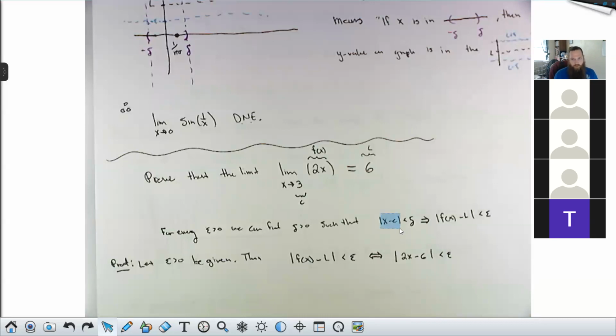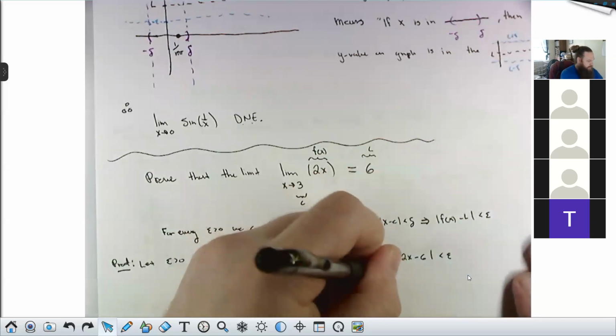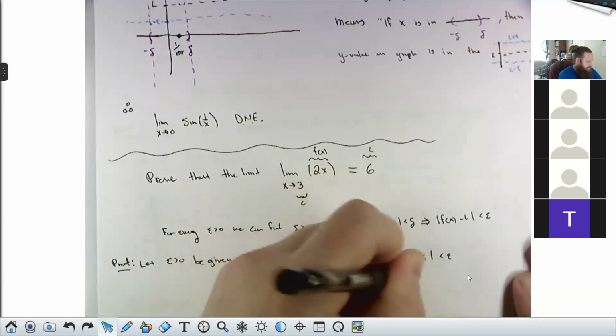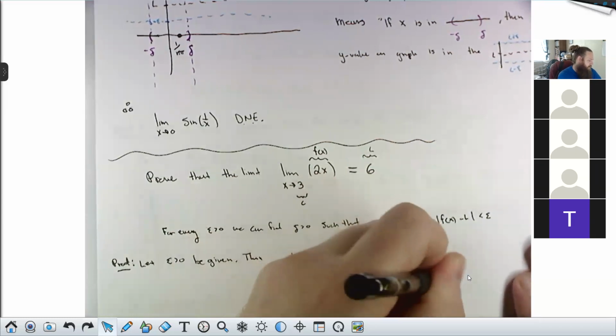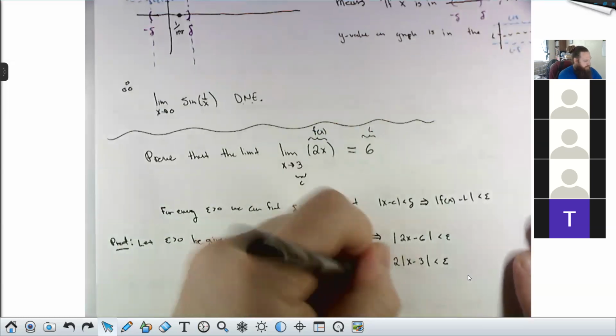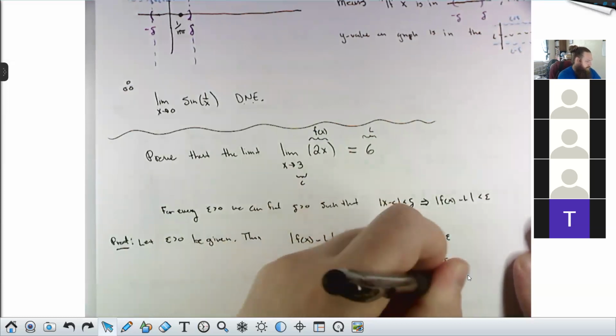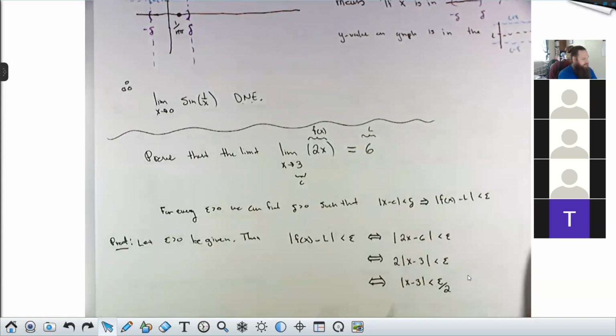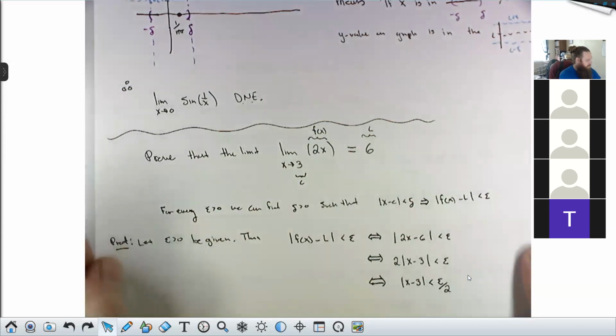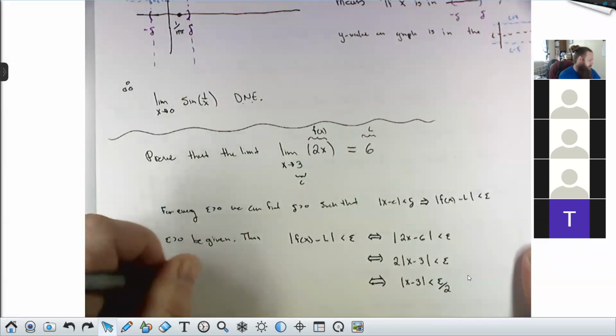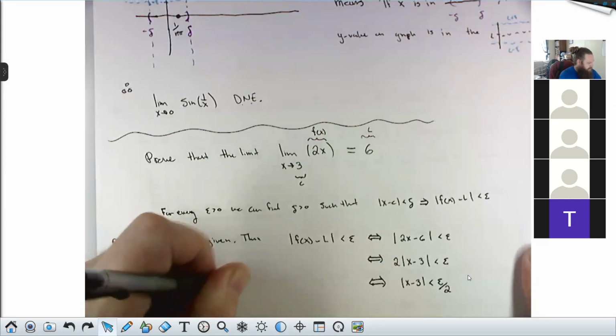Remember what my goal is. My goal is to find a bound on x minus c, which is a bound on x minus 3. So what we want to do is make x minus c show up here somewhere. And that's not hard. If you factor out a 2, you get this. And then if you divide both sides by 2, you get this. So what we see is that if abs x minus 3 is less than epsilon over 2, then abs 2x minus 6 will be less than epsilon. Those are logically equivalent. Therefore, we can take delta to be epsilon over 2.